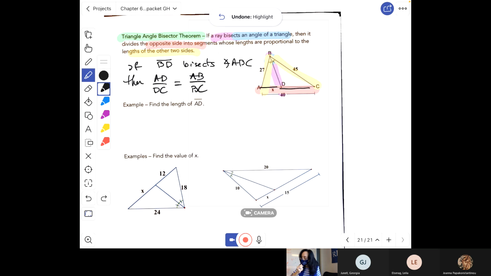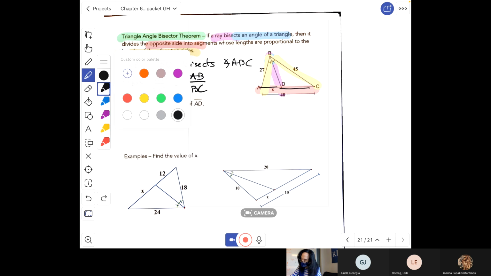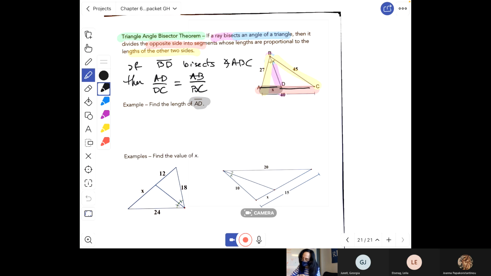All right, so I am looking for, yes, Jackson. Wait, does that say if BD bisects angle AC? Yes. Oh. So they want us to find the length of AD. So I'm just substituting in what I know. Let's write out the proportion. So if I'm looking for X, X over, beautiful. So this is 40 minus X equals what?